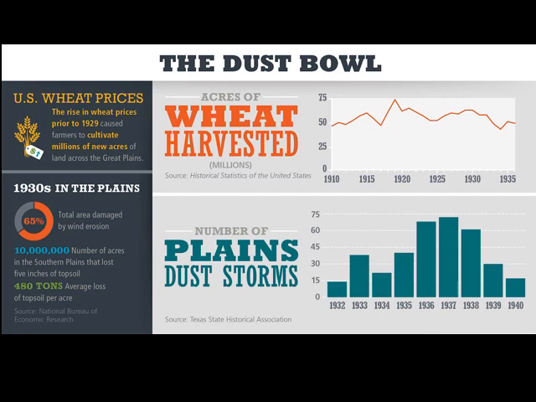1930s in the plains, total area damaged by wind erosion. But I would say, first came topsoil erosion and then wind erosion. 10 million, that's the number of acres in the southern plains that lost 5 inches of topsoil. 480 tons, average loss of topsoil per acre. And this graph doesn't tell you that's actually the fault of irresponsible farming practices. A profit-driven agricultural sector driven to produce more and more and more because the market prices were there once upon a time.